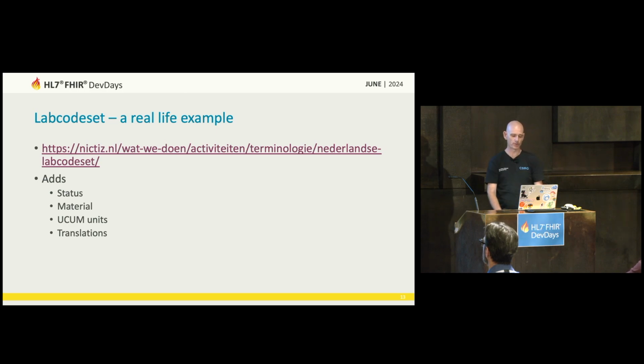So thinking about what this is like in real life, there is a thing called the lab code set in the Netherlands where we implemented this to be able to annotate LOINC with a number of properties. So it adds a status, material, a UCOM unit, and a translation for a whole chunk, like many thousands of LOINC codes, and then you can end up using expand with properties to get these properties back, and obviously if you use the accept header, you can get back Dutch translations.